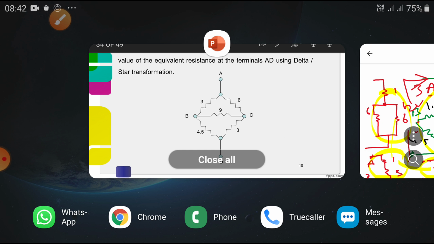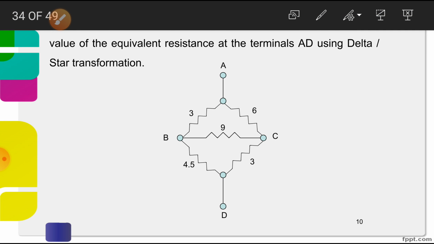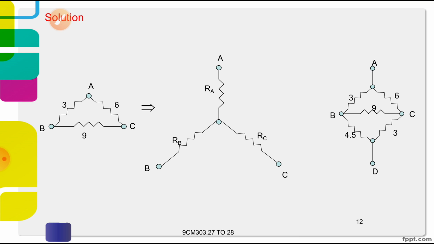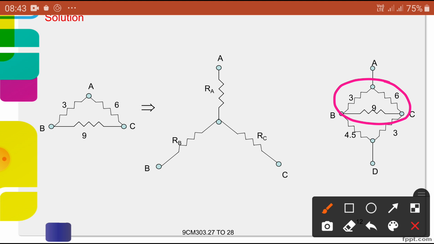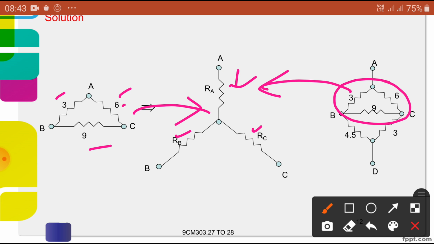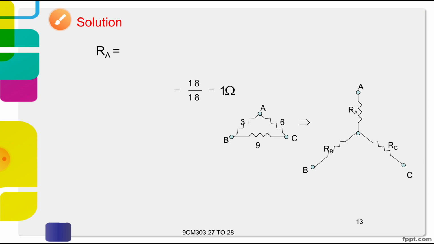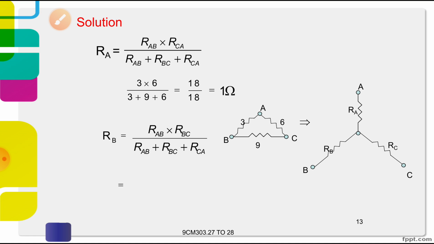Now in the animation, you can see what he has done. Here the delta values are given. This is converted into star. So the equivalent 6, 9 ohms is converted to this value from this network. Now you calculated these values, we got 1, 1.5 from 6, 9, 3 ohms. From this one it is further simplified. So applying the basic formula, we are going to get these values.